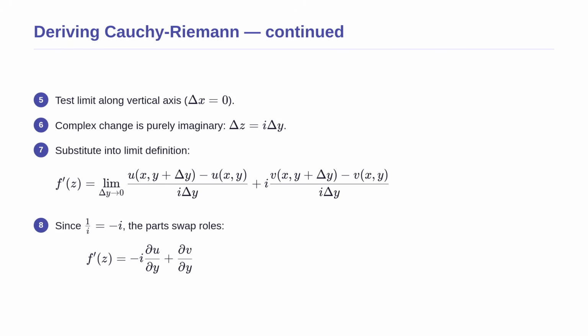This gives us our first expression for the complex derivative. Next, we test the limit by approaching the point purely along the vertical axis. This time, we hold the real part perfectly still, so delta x is 0, and our complex change is purely imaginary, written as i times delta y. When we plug this into the limit definition, the i in the denominator interacts with the i in the numerator. Because dividing by i is the exact same as multiplying by -i, the real and imaginary parts swap their roles slightly. As delta y shrinks to 0, we get our complex derivative calculated from the vertical path, giving us our second expression.